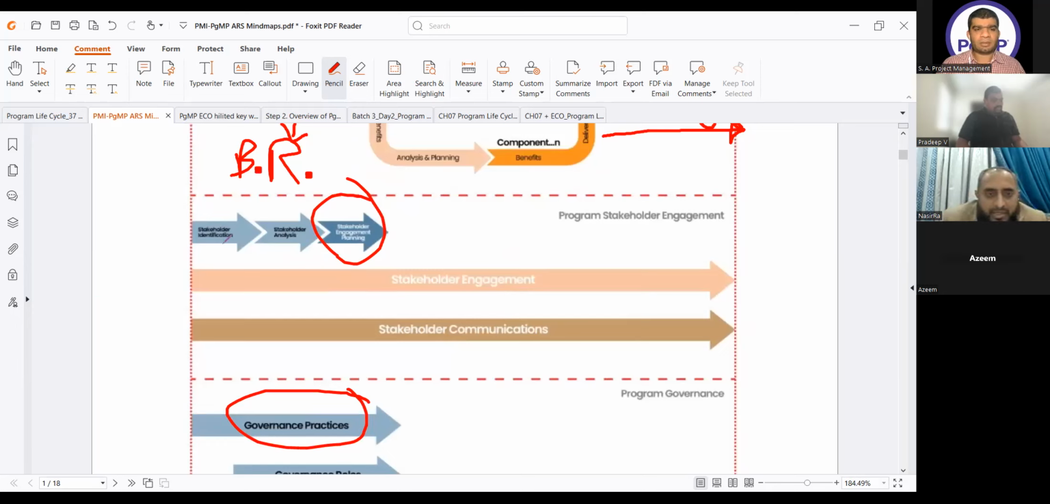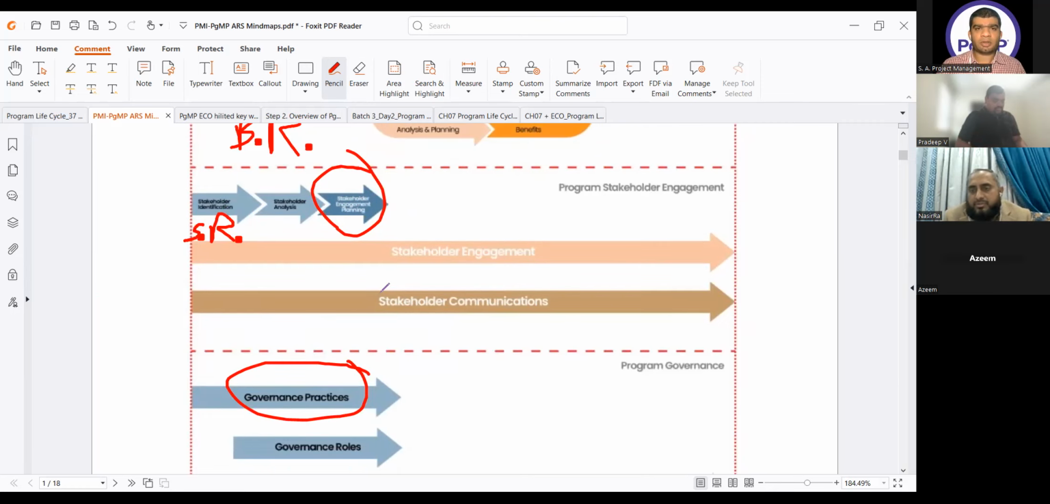Then we will analyze the stakeholder phase. First, we will identify the stakeholders. Then we will write them in the stakeholder register. Then we will make the stakeholder engagement plan. We'll plan them for their engagement. And then we will communicate with stakeholders throughout the life cycle, as per the communication plan. We will engage the stakeholders throughout the life cycle, and we will communicate with them throughout the life cycle.